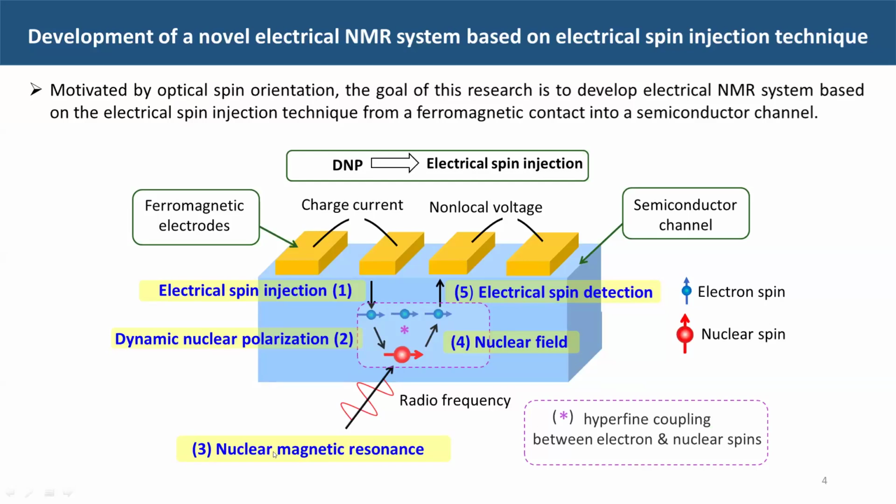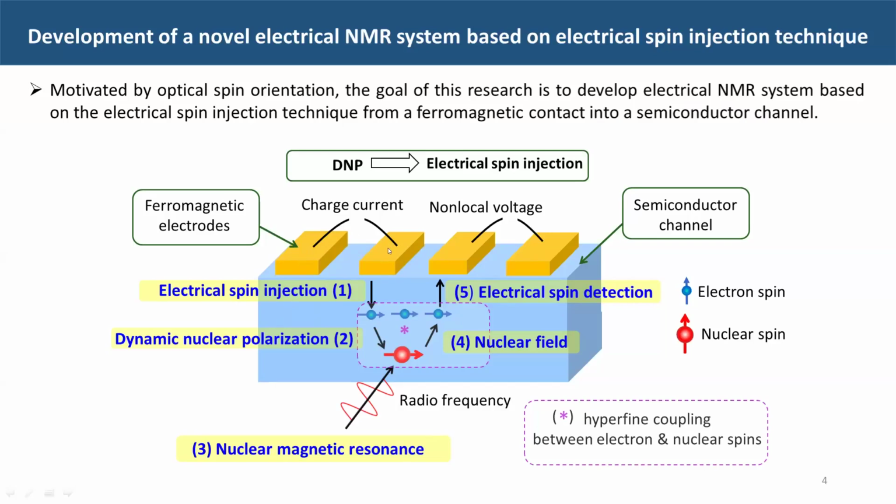It means that we need to polarize both the electron and the nuclear spin in gallium arsenide, not by optical spin pumping, but by an electrical spin technique. Motivated by optical spin orientation, the goal of this research is to develop an electrical NMR system based on electrical spin injection from a ferromagnetic electrode, this four-terminal ferromagnetic electrode, namely a highly spin-polarized electrode made of Heusler alloy, into a gallium arsenide channel, this blue one. And this is a very well-known layer structure of devices called the four-terminal lateral spin injection device.